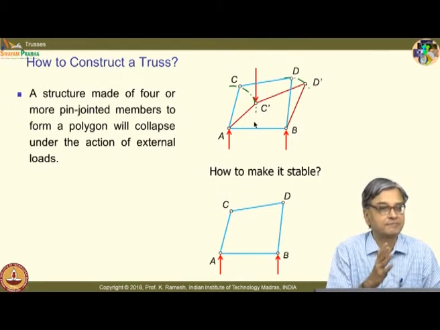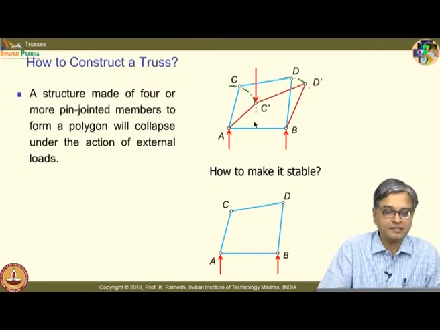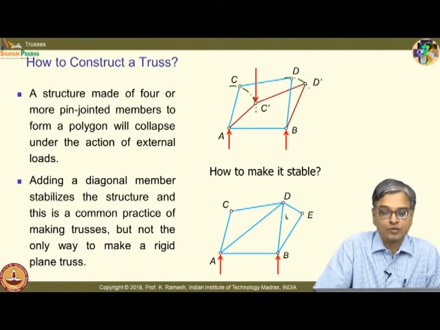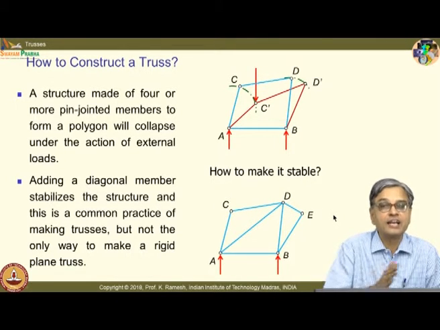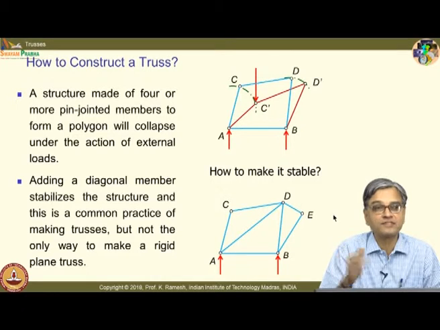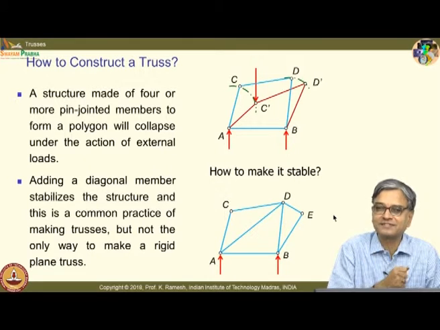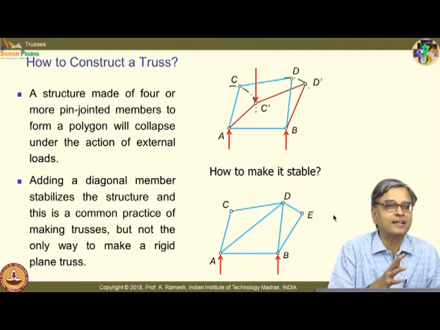How to make it stable? The trick is, put a diagonal member. I put a diagonal member, the structure becomes very strong, and you could have additional triangles and continue to make a good truss. Looking at it from an animation is not that convincing. It is desirable that we go for a practical experience by looking at a demonstration. I need a volunteer from the class to help me in the demonstration.